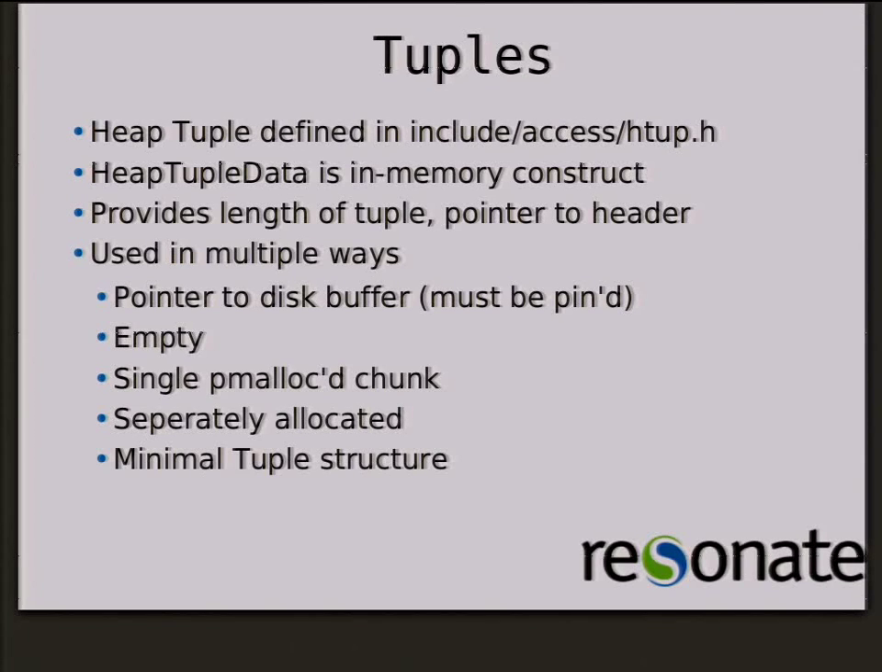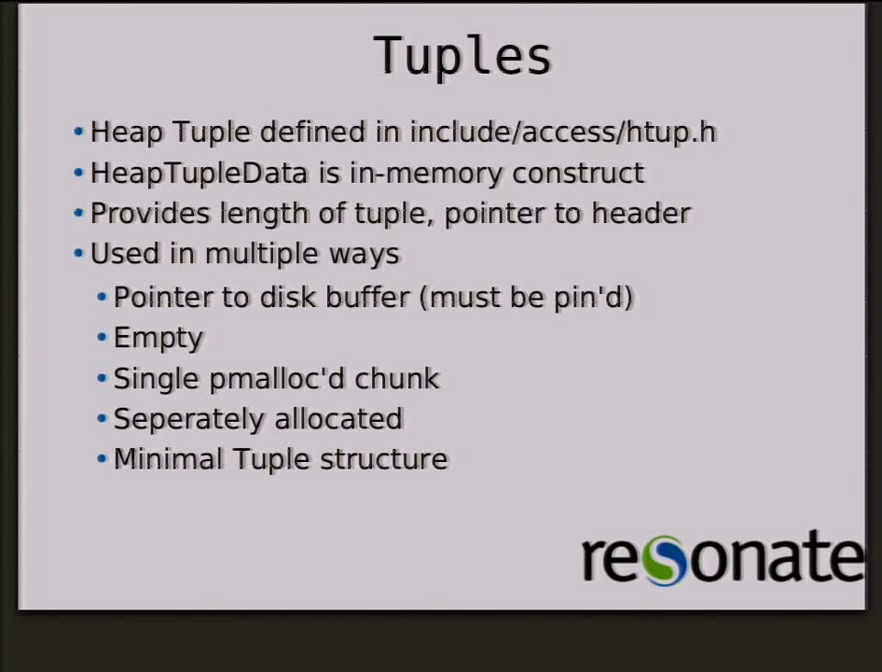The heap tuple data structure itself is just an in-memory construct. It's not what's actually written out to disk. All it does is provide the length of the tuple, and then it gives you a pointer to the tuple header, right? Then you have a tuple header, and that tuple header is then followed by the actual data, right?